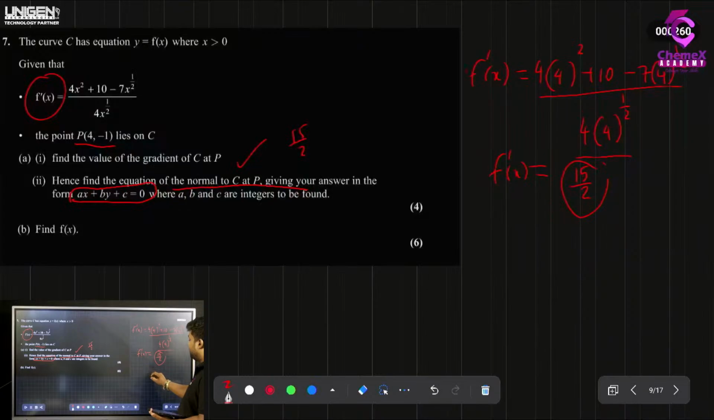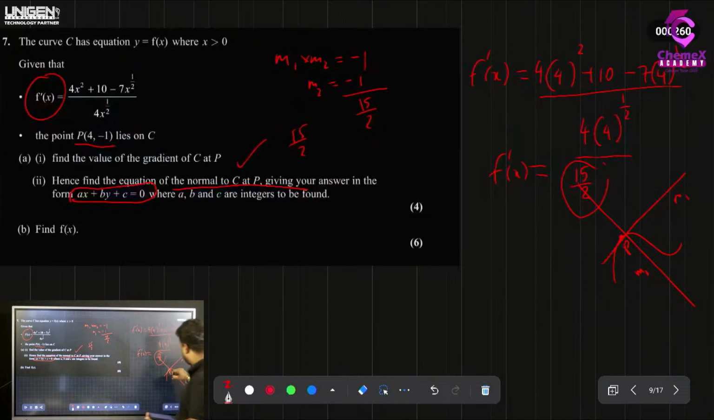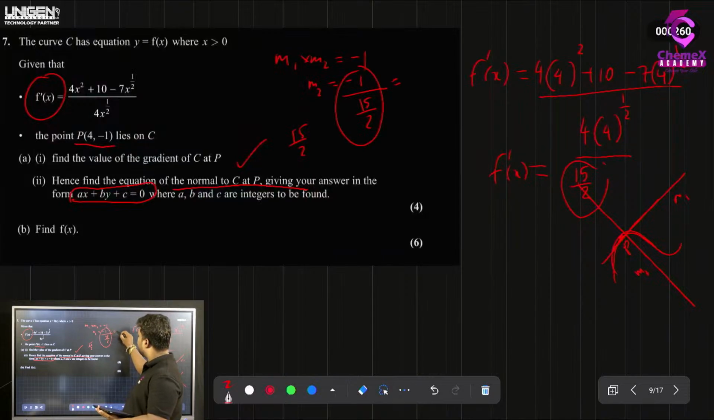Let's take a curve. The tangent goes like this at the point P, and the normal goes like this. The tangent gradient times the normal gradient, m1 times m2 equals minus 1. Remember that because they are perpendicular. Since you know the gradient of the curve, or tangent, at this point, if you divide minus 1 by 15 over 2 you get minus 2 over 15. That's the normal gradient.